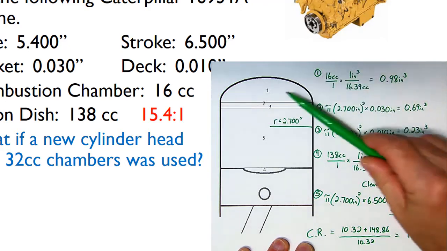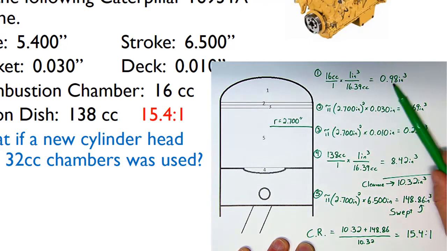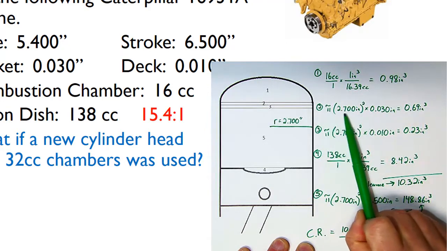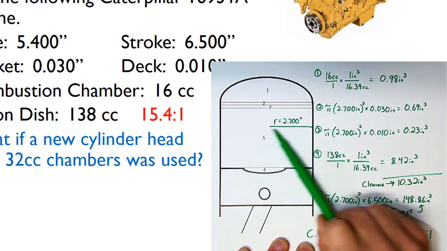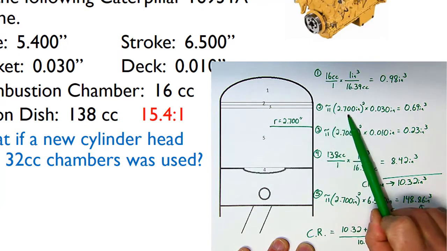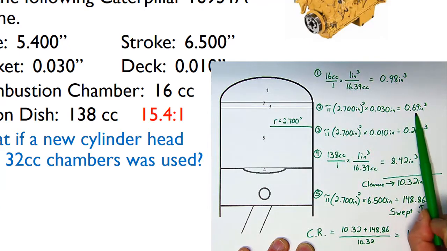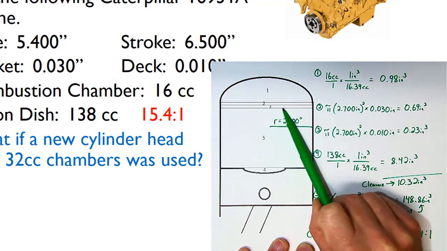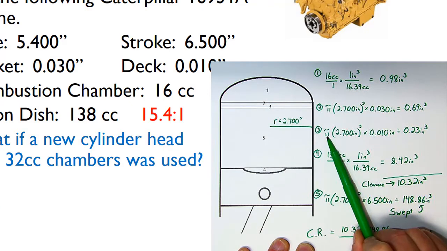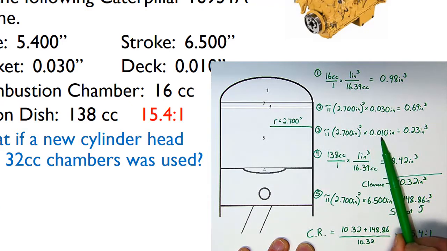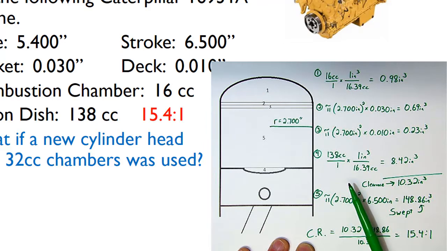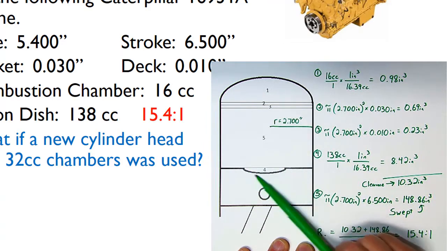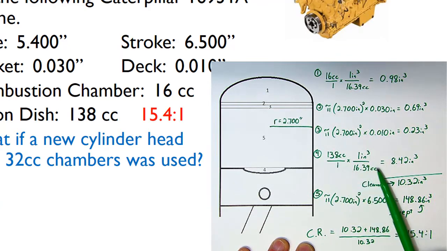Quick refresher. We converted the combustion chamber volume of cc's into cubic inches. Then we took pi times our radius, which is half of the bore of 5.40. Pi times the radius squared times the gasket thickness gave us our gasket volume. Right below our gasket is our piston to deck volume. Almost the same, pi times radius squared times the piston to deck clearance, and that gave us 0.23. Then we took our piston relief of 138 cc's. We converted that to cubic inches and got 8.42. Add those four small volumes together, we got a clearance volume of 10.32 cubic inches.